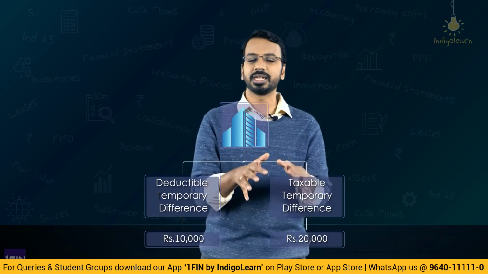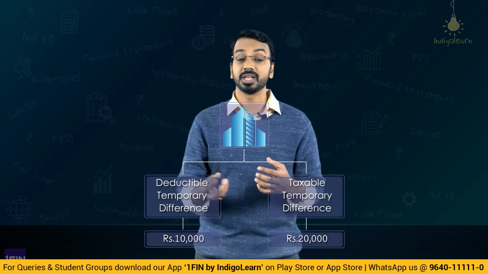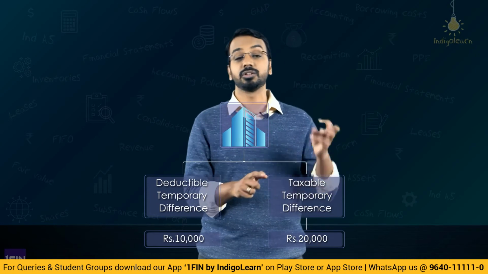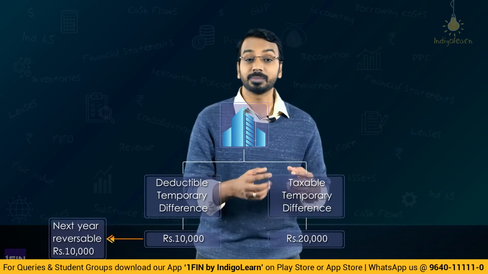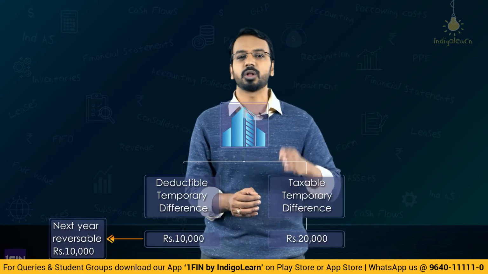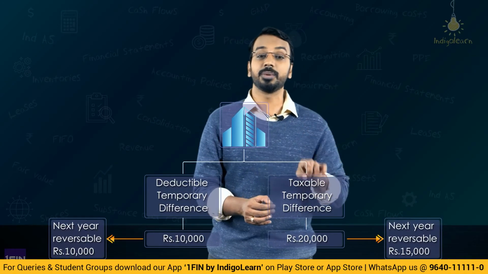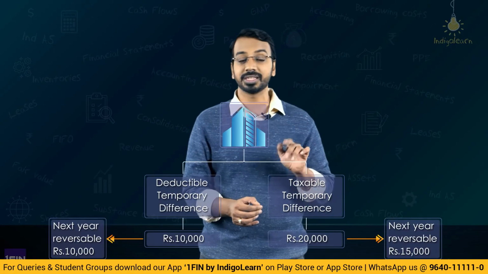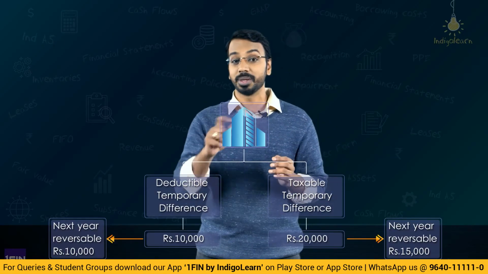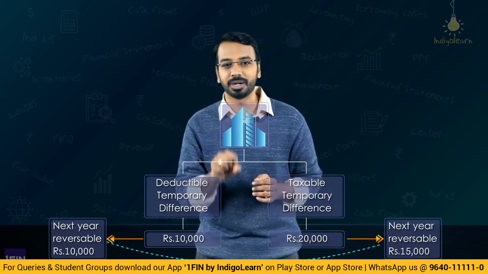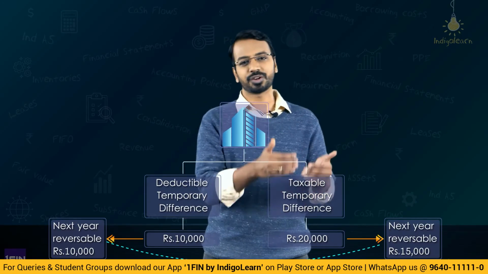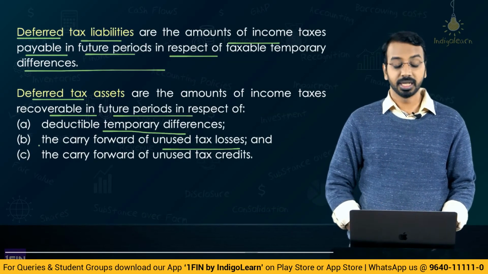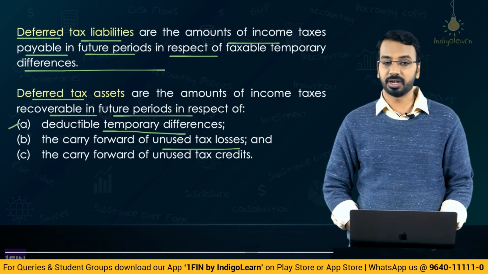Say, for example, the entity may not generate sufficient profits in the future, but this deductible temporary difference of 10,000 will be reversed in the next year. That is, in the next year, you will be able to claim it as a deduction. At the same time, 15,000 of taxable temporary difference will also reverse in the next year. That is, it will be impacting your taxable profit. So, in the next year, you see 15,000 of taxable difference and 10,000 of deductible difference. So, basically, what are we saying? This 10,000 of deductible difference can be utilized in the next year, and for that you can create deferred taxes. If you remember, we have discussed the definition of deferred tax asset, and deferred tax asset arises out of deductible temporary difference, which I have already seen.